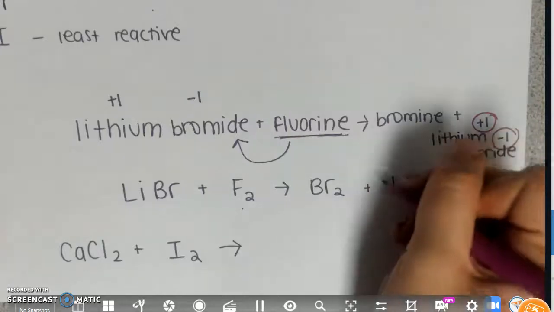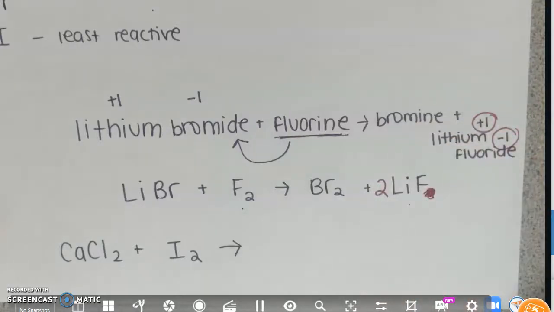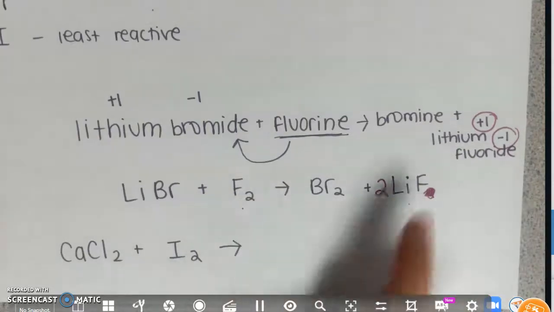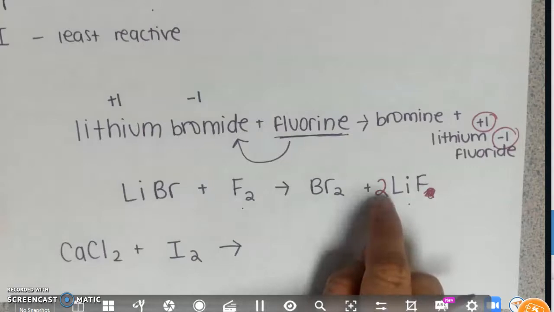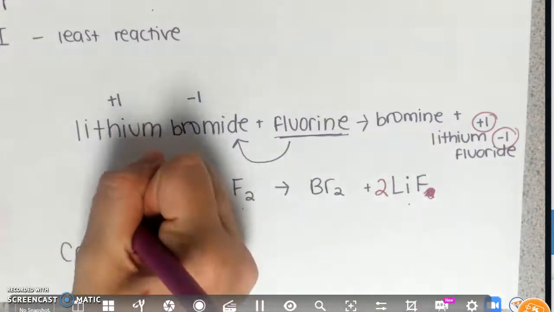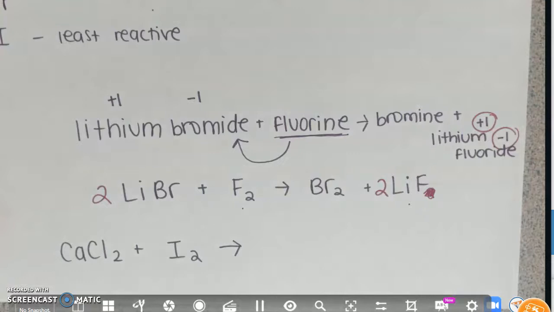But instead, we can put a 2 in front of this, and that's what you have to do. So to make the left side and the right side of the equation equal, you have to put numbers in front. And then now I've got 2 lithiums here and 2 bromines here. So on this side, I need to put a 2 in front, and that's balanced.